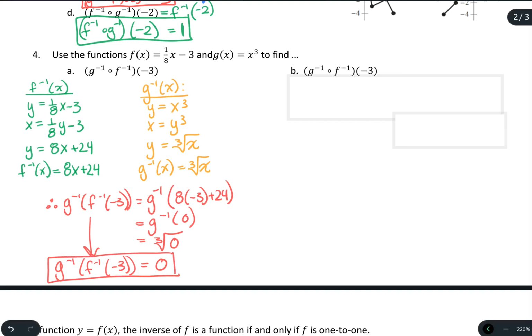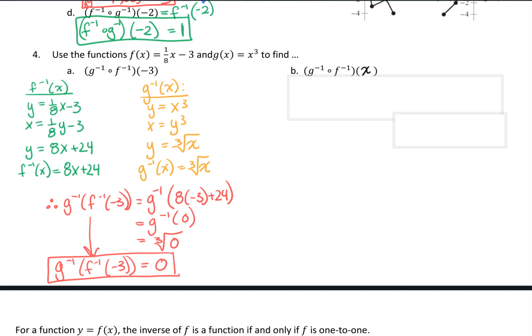All right, in part B, lots of typos on this. Part B, that should be just of x instead of negative 3, because that's the problem that we just did. So just change this to of x. So we're going to do g inverse of f inverse of x.